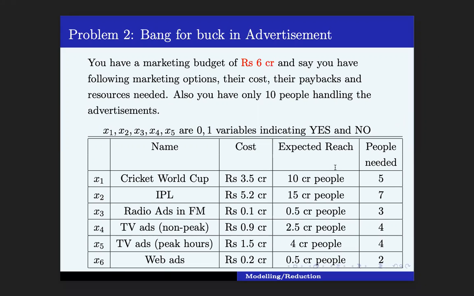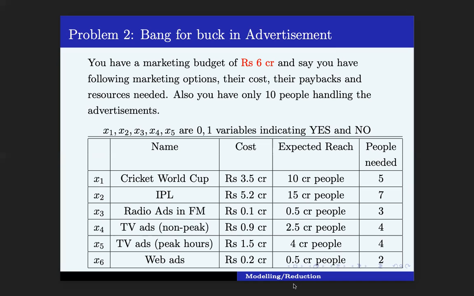Now I have this whole thing. So what do I have to maximize? If x1 is 1, then I will reach 10 crore people. If x1 is 0, I will reach 0 people from this set. Similarly, if x2 is 1, I will get 15 crore. If x2 is 0, I will get 0 crore. So what I want to maximize is the summation, basically 10 x1 plus 15 x2 plus 0.5 x3 and so on and so forth.